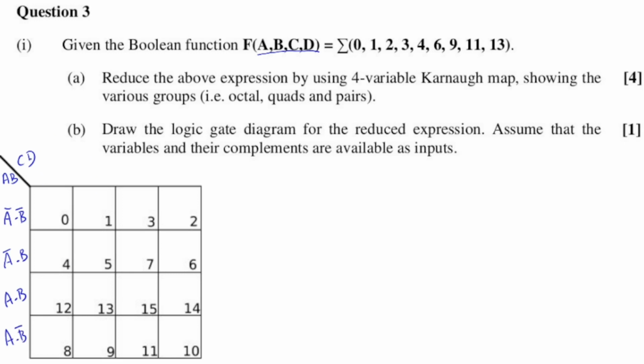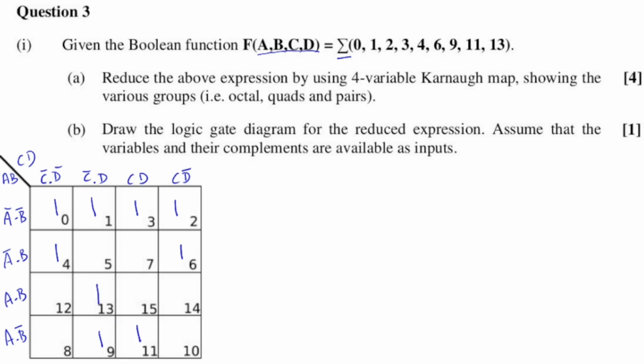On the horizontal axis, we'll have CD. First we'll have C complement D complement, then C complement D, and obviously the dot is implied. Then we have CD, then we have CD complement. Then we'll plot the numbers. So it is 0, 1, 2, 3, 4, 6, 9, 11, 13. And since it's an SOP K-map, we'll be filling up 1s. So we'll have a 1 at 0, 1, 2, 3, 4, 6, 9, 11, and 13.